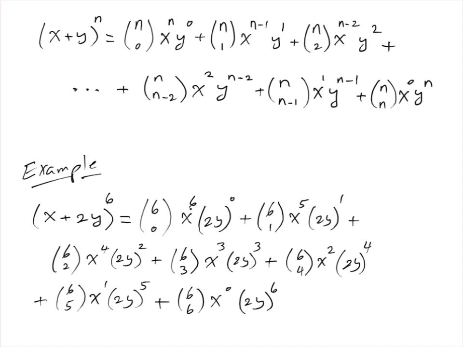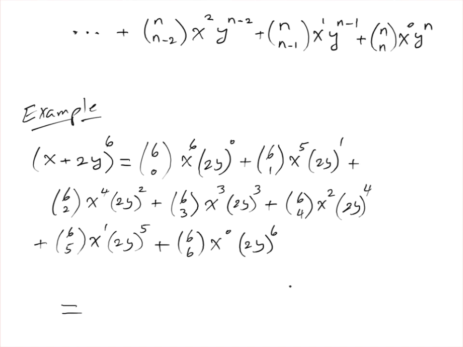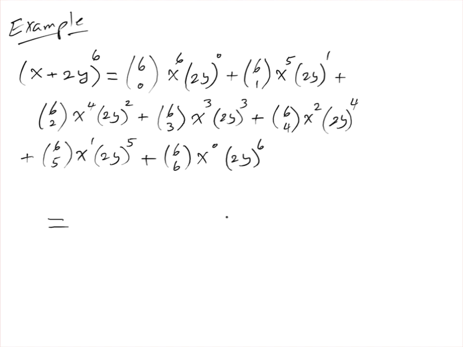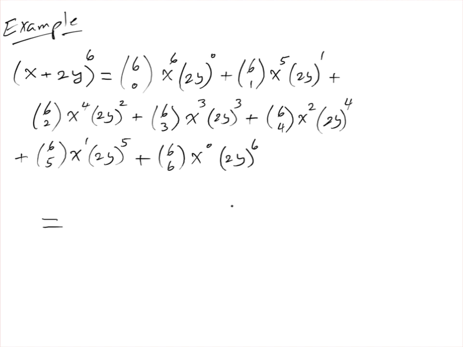And then the power of x goes down by 1, while the power of 2y goes up by 1. And this continues all the way to the end. And we can simplify this. We can find these binomial coefficients using the combinations formula.